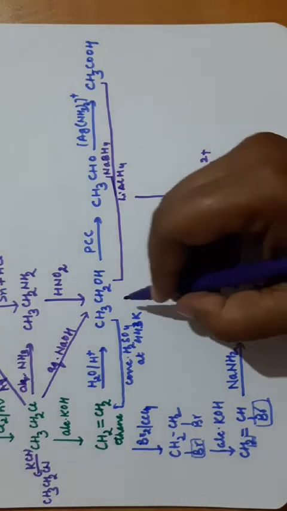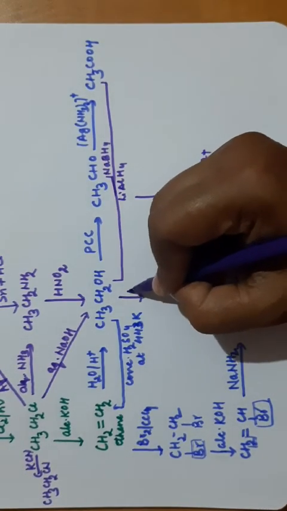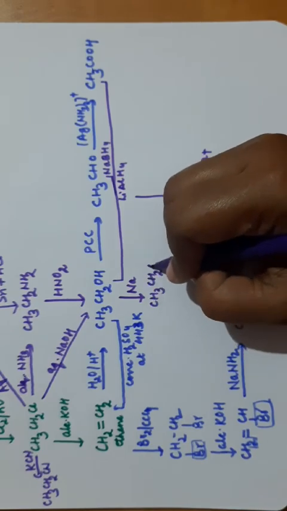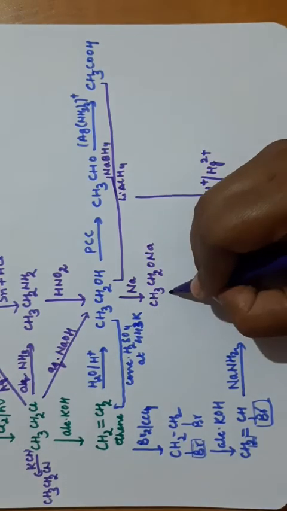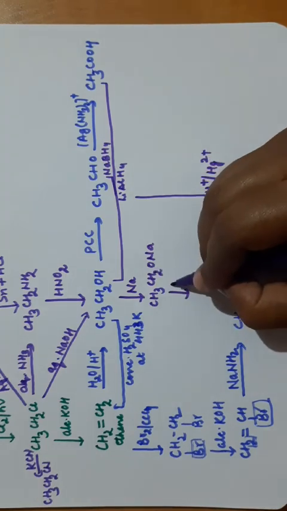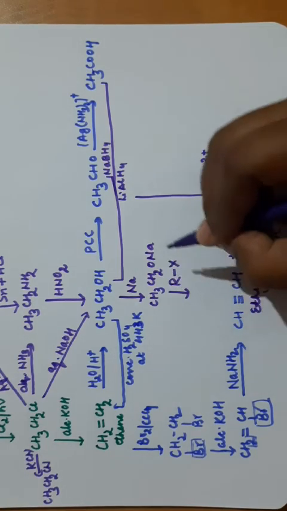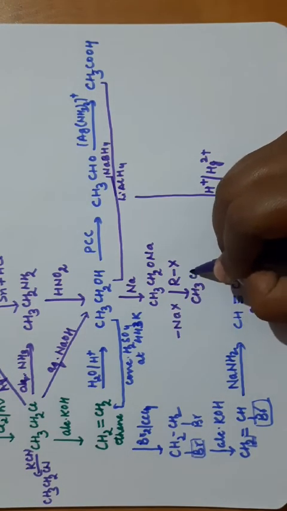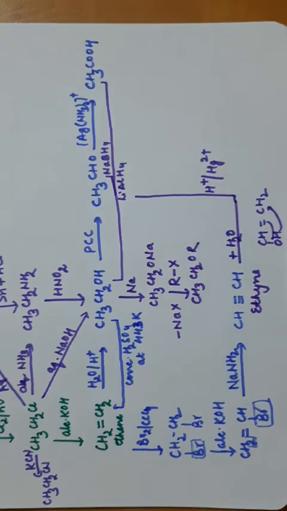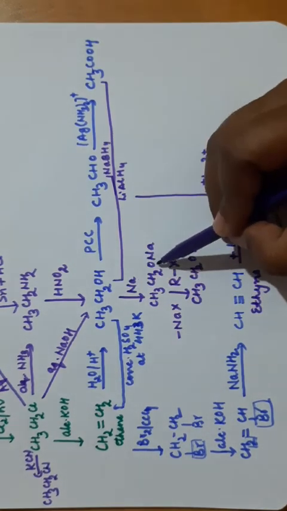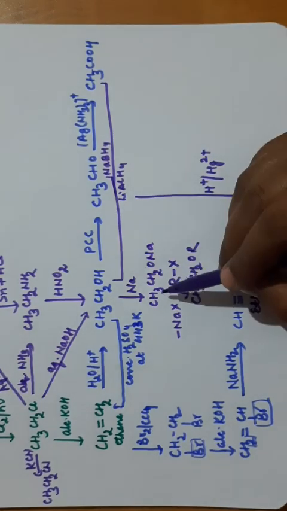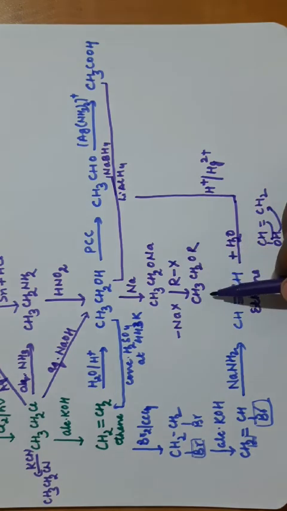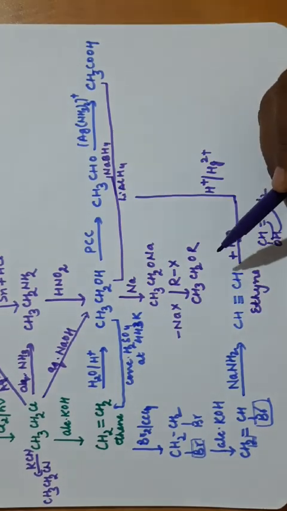Now there is one important reaction of alcohols. If you treat it with sodium, it will release hydrogen gas and you will get sodium alkoxide ONa. And if you are treating this sodium alkoxide with an alkyl halide RX, this NaX will be removed and you will get an ether. This reaction is known as Williamson synthesis. So first you have to prepare sodium alkoxide. By treating with sodium, you will get sodium alkoxide. This sodium alkoxide on reaction with alkyl halides give ethers. So you can convert alcohols into ethers.